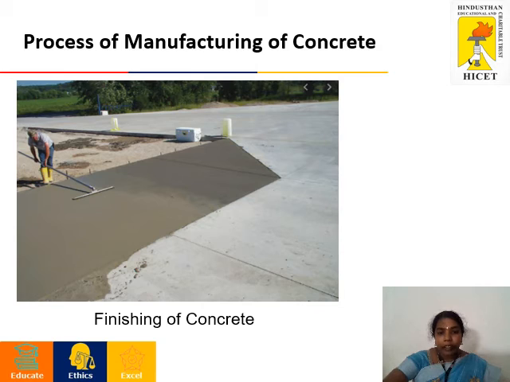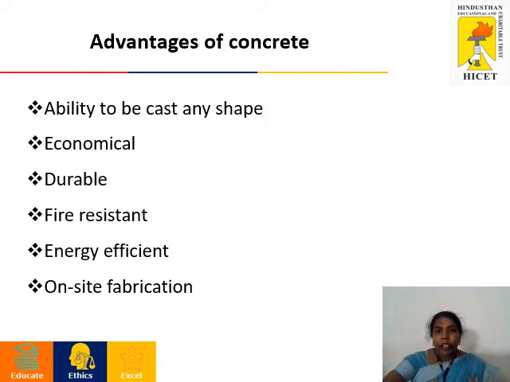The next figure is the finishing of concrete. It is the last process of concrete, to give the smooth and durable surface. These are the steps involved in the manufacturing of concrete. Next, advantages of concrete. What are the main advantages of concrete? The first point, ability to be cast into any shape. The concrete is strong in compression and weak in tension.